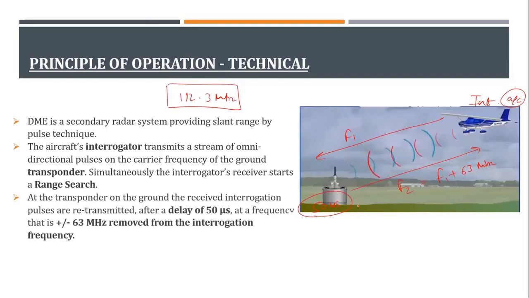After 50 microseconds, if the ground station is able to send the same pulse identity to the aircraft and the aircraft accepts it, it's called a lock on. That means the relationship is good. Both are understanding each other. Okay, there is no problem. There is a lock on.